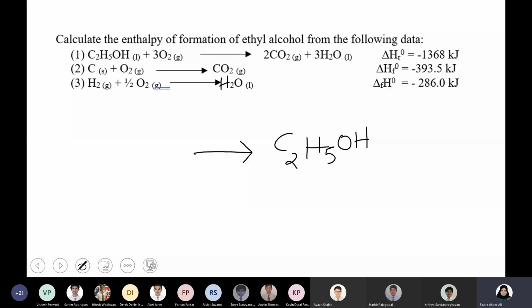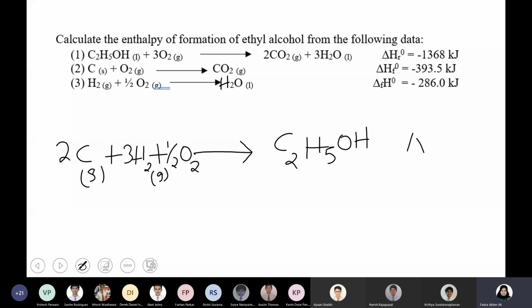So how many carbon atoms? 2C. 2 carbon plus how many hydrogen? 6H, so 3H2. So it will be 3H2, that is in gaseous state. And how many oxygen? Half O2. Half of it. Okay.